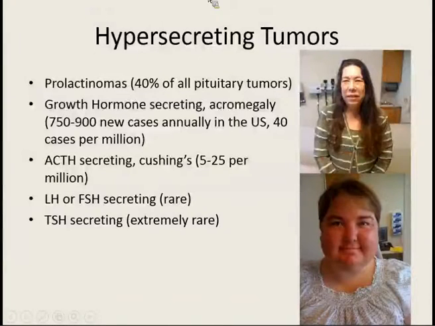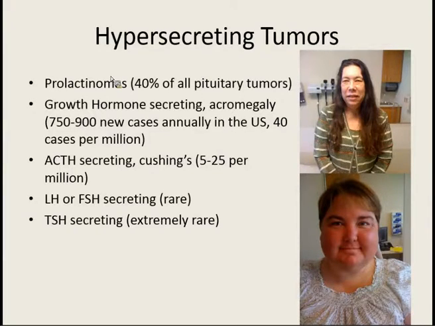So, hypersecretory tumors. This is a very common appearance of an acromegalic patient and a very common picture of a Cushingoid patient with the moon facies, buffalo hump, central obesity. Prolactinomas account for about 40% of all pituitary tumors. So again, going to go straight to the endocrinologist. The patients that go to surgery are the folks that don't want to be on the drug for the rest of their life or have some sort of adverse reaction to the drug.